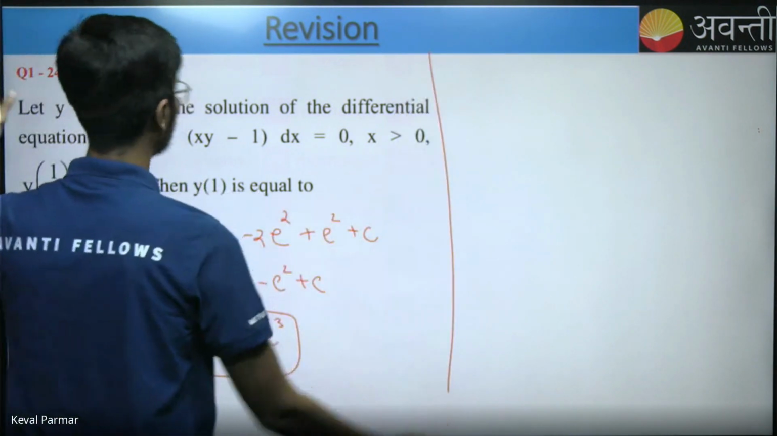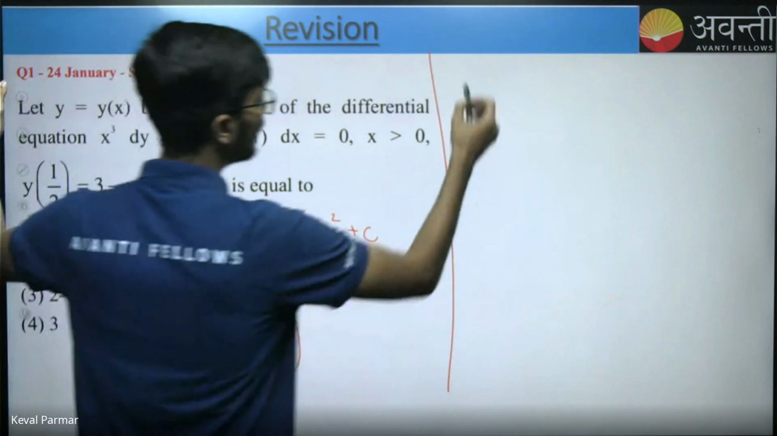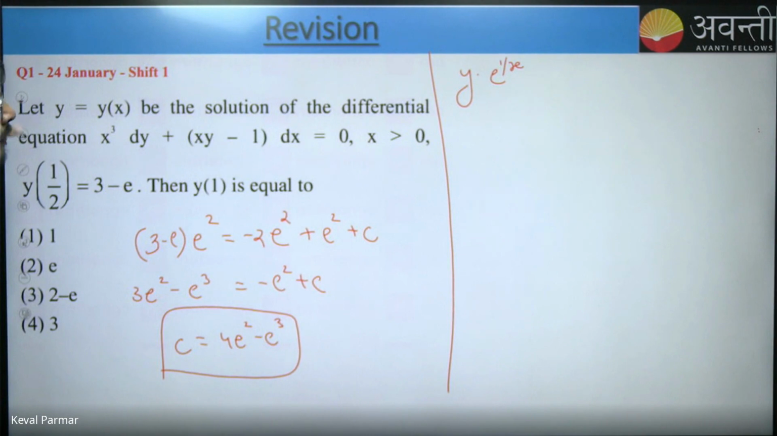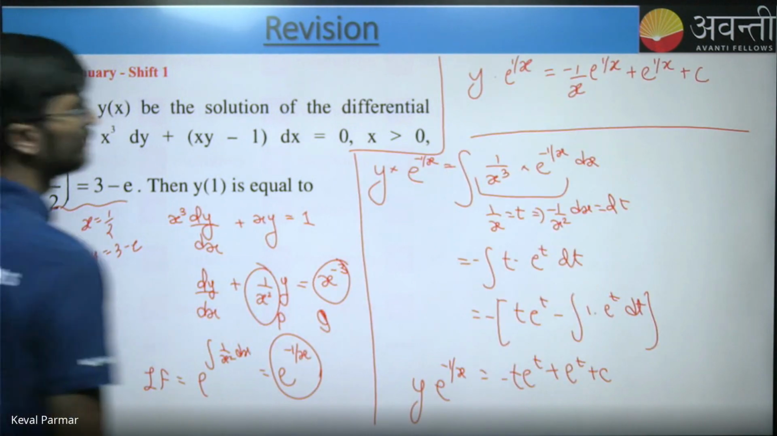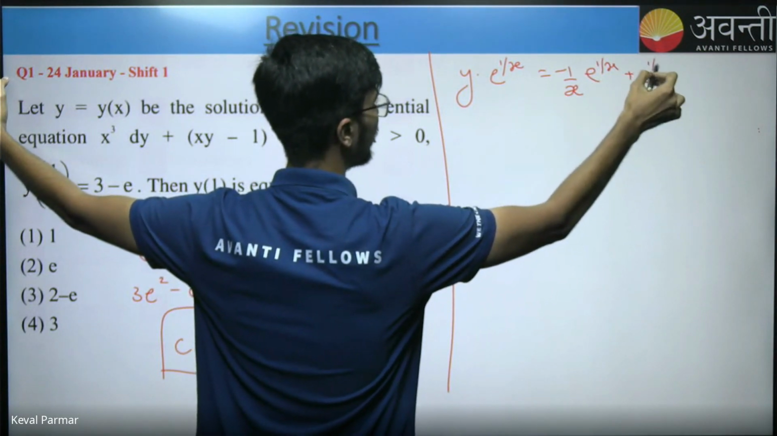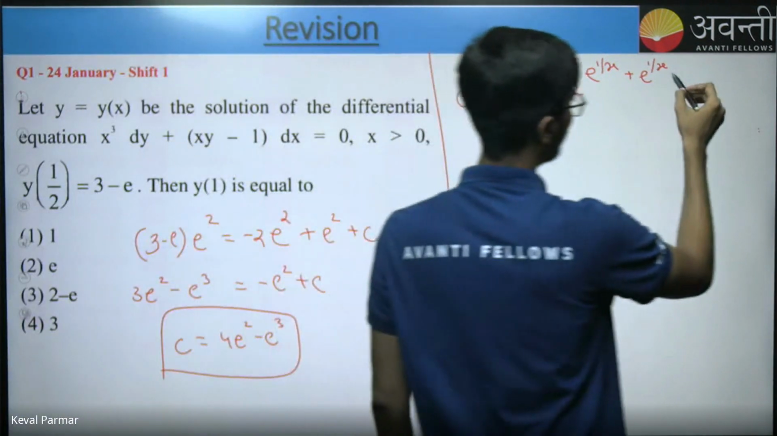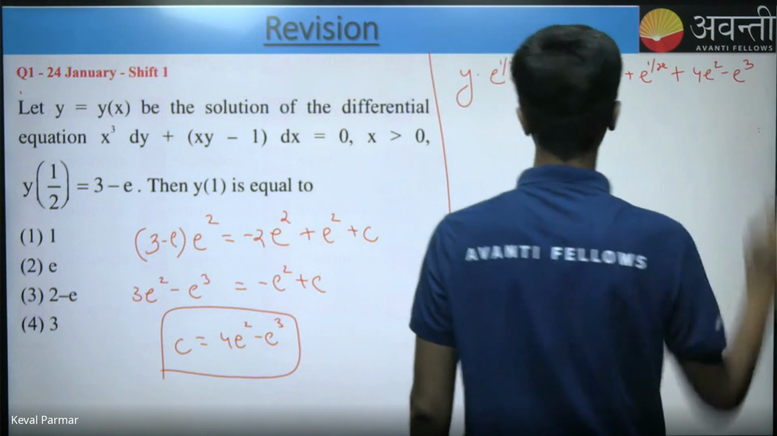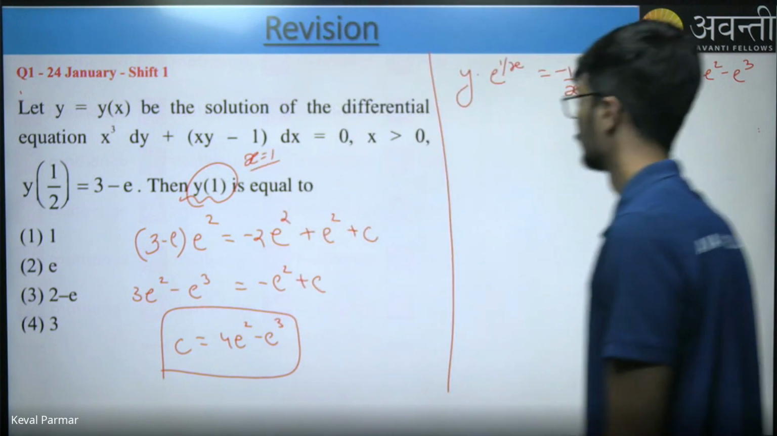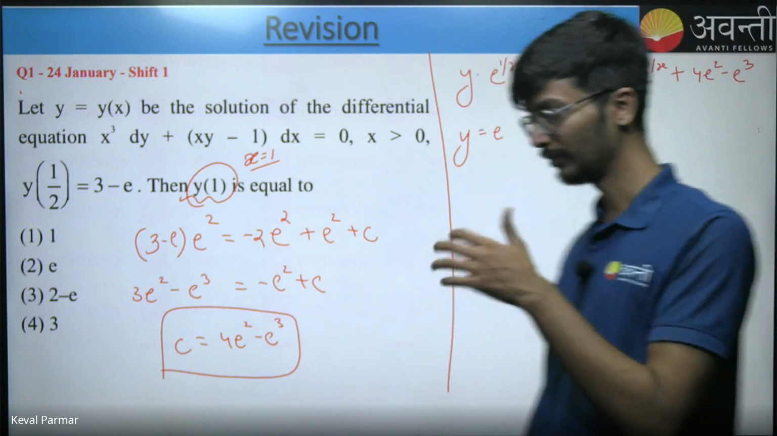So our equation will now become y into e raised to the power 1 by x equals minus 1 by x e raised to the power 1 by x plus e raised to the power 1 by x plus c. C is 4e square minus e cube. Now we have to find y of 1. That means put x equals 1. If I put x equals 1, I'll get y times e. Right? I hope you are with me, guys.